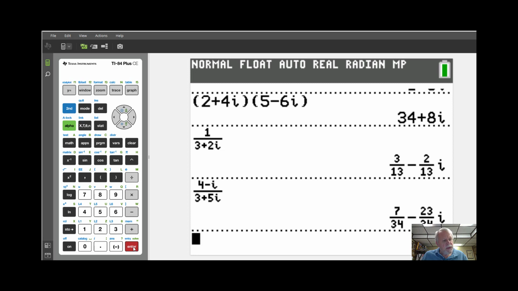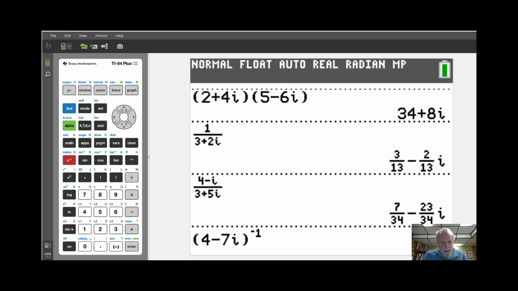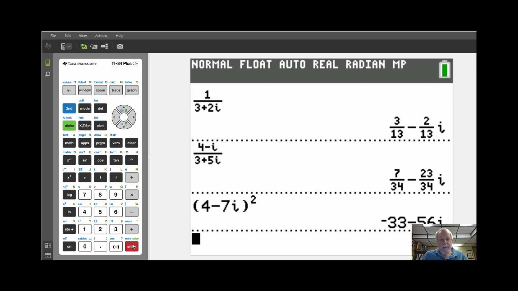And another one is even squaring a complex number. So how about if I take the quantity of 4 minus 7I and square that quantity. Oops, not -1, but squared. So a lot of complex number computations that you can do, both the color and grayscale.